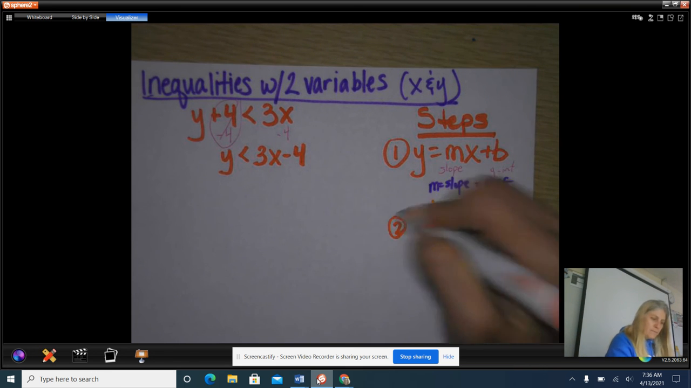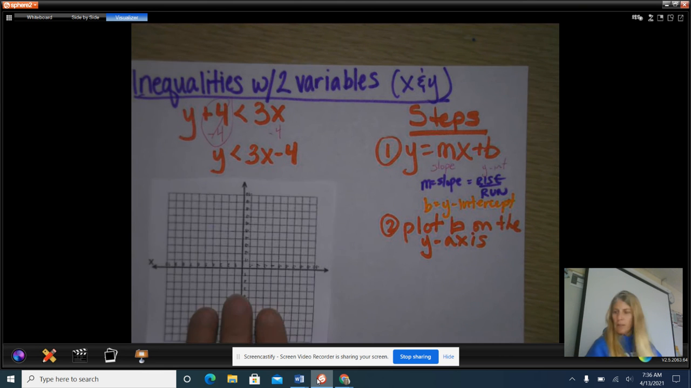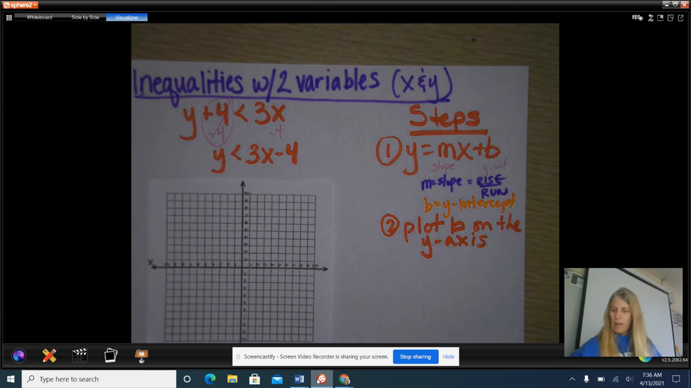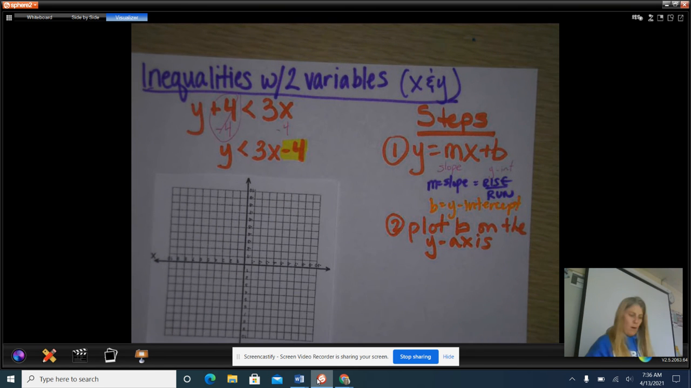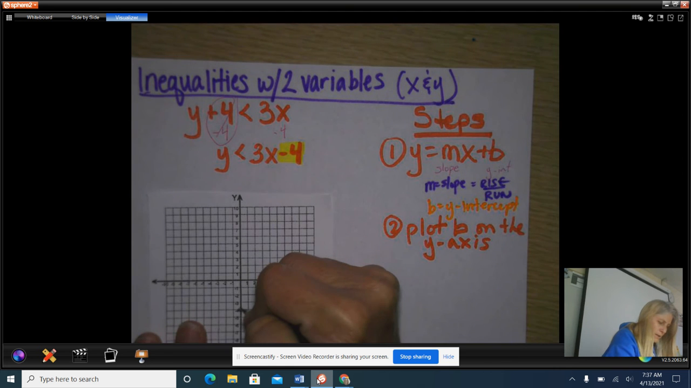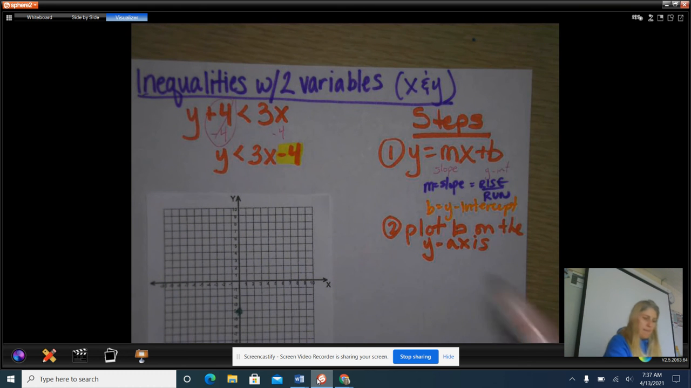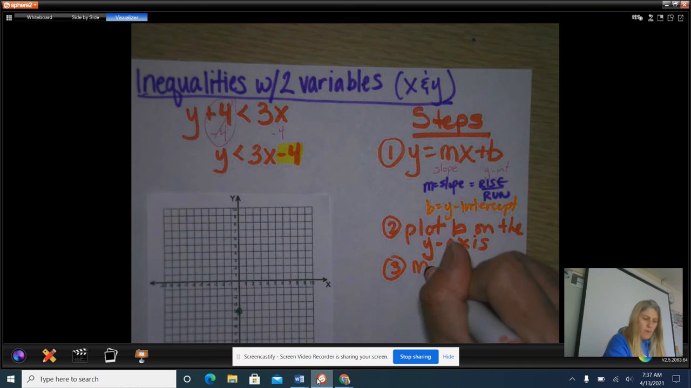So step number 2 is to plot your b on the y-axis. Okay, so we're going to go ahead and take a look at our graph here. And we are going to plot our y-intercept, which in this case is -4. So we're going to go ahead and plot our dot on the y-intercept at -4. Okay. Step number 3 is to move your slope.